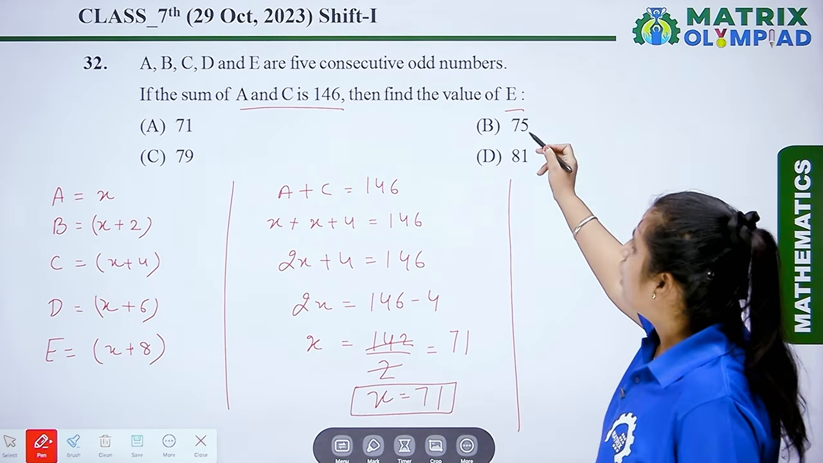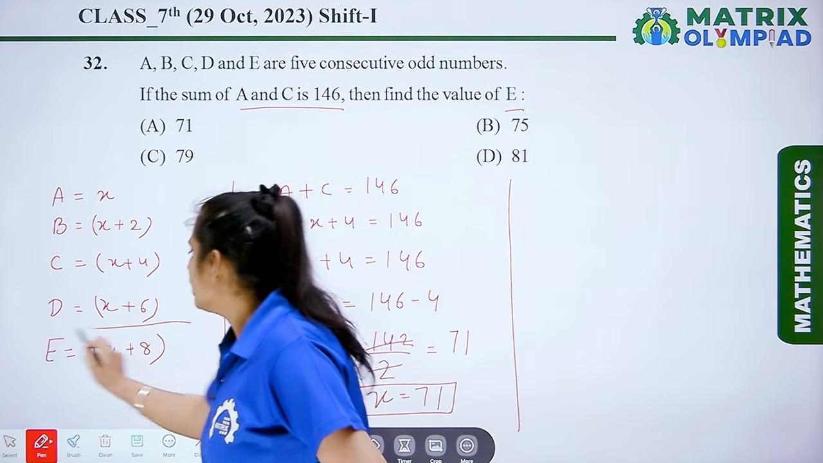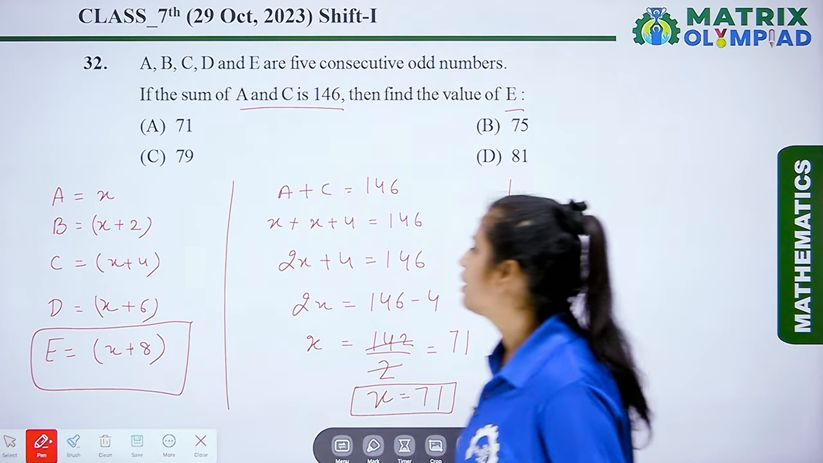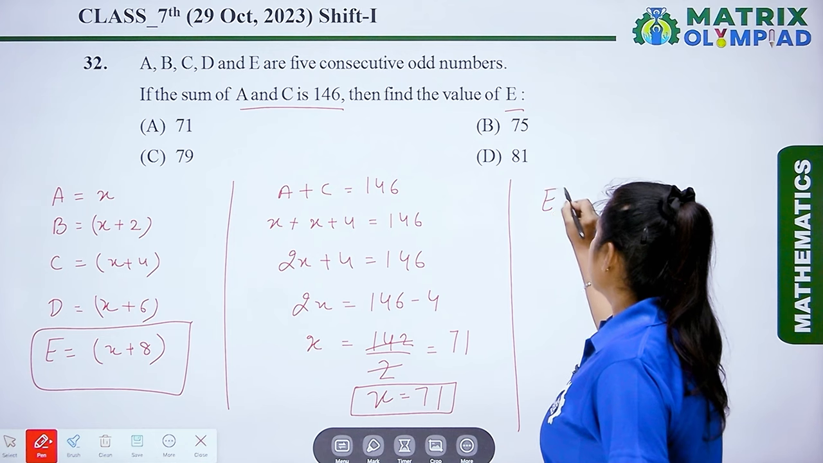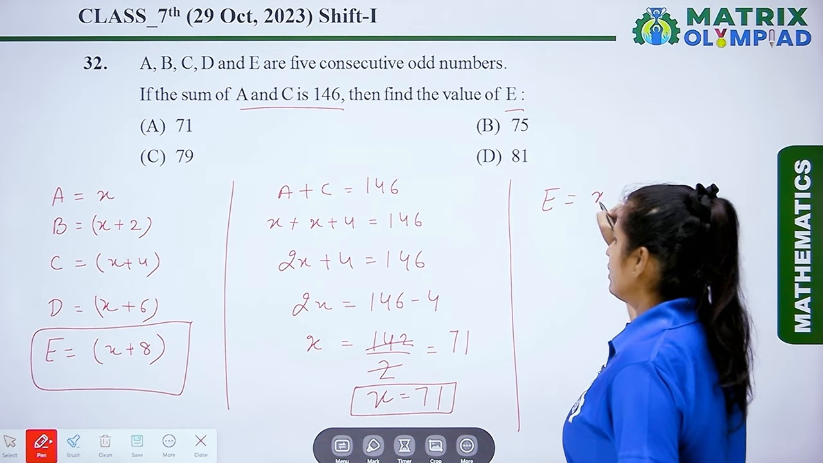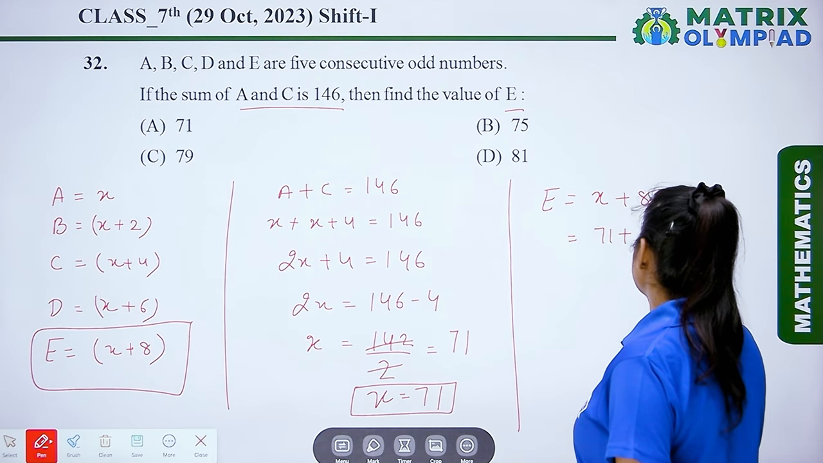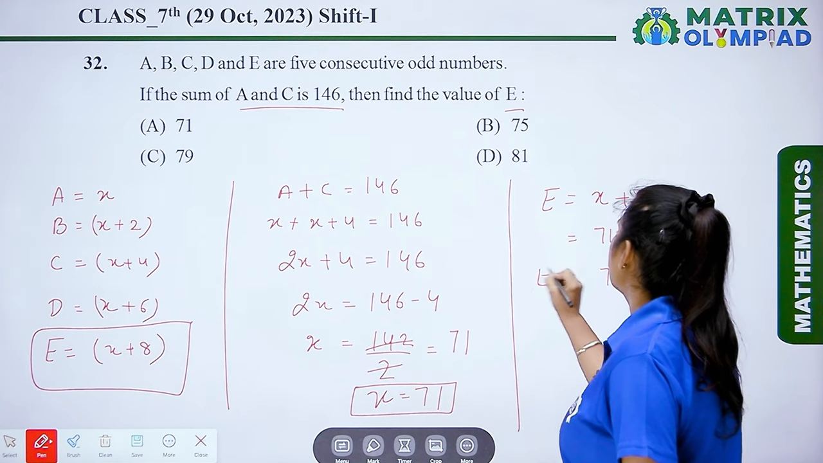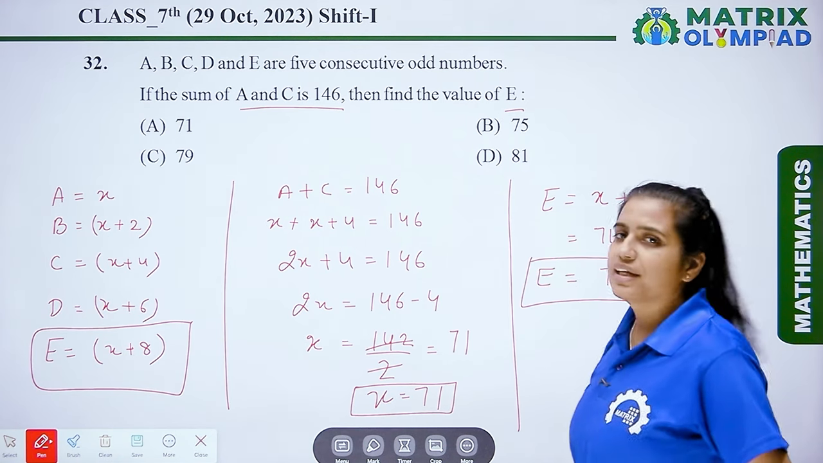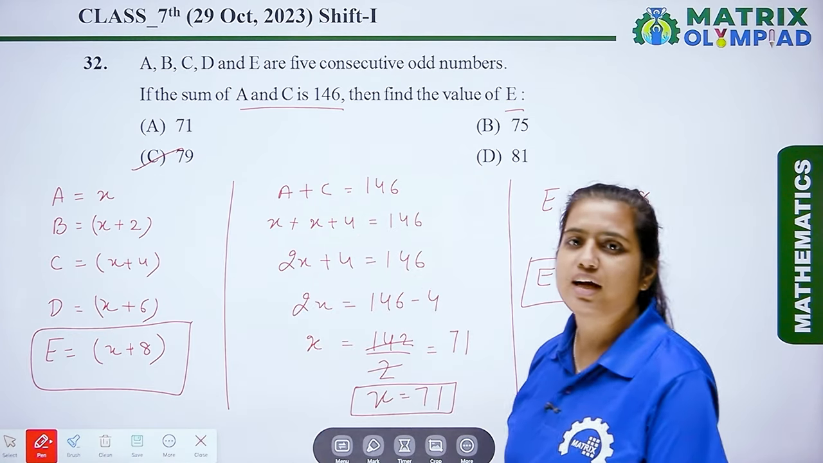Now we have to find out the value of E. So here E is x plus 8. So we are going to place the value of x in x plus 8. So x is 71 plus 8. 71 plus 8 is 79. So the value of E is 79. Here option C is the correct answer.